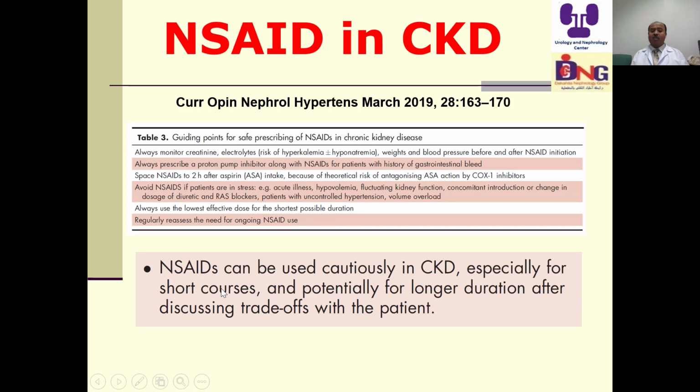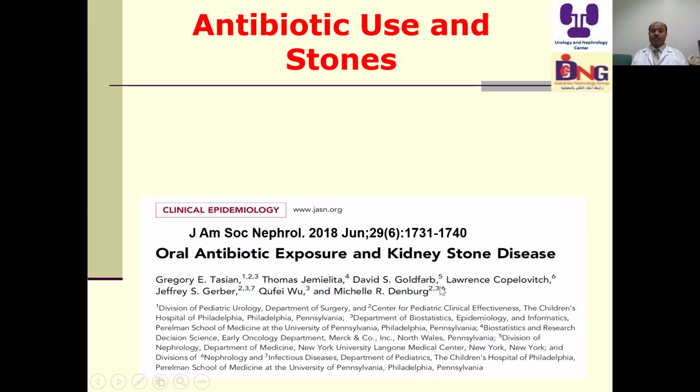So NSAIDs can be used cautiously in chronic kidney disease, especially for short courses and potentially for longer duration after discussing the trade-off with the patients. What about antibiotics? Today I'm going to present for you strange data. Antibiotics, yes, we know antibiotics may be associated with hypersensitivity, raising resistant strains of organisms, but what is this?